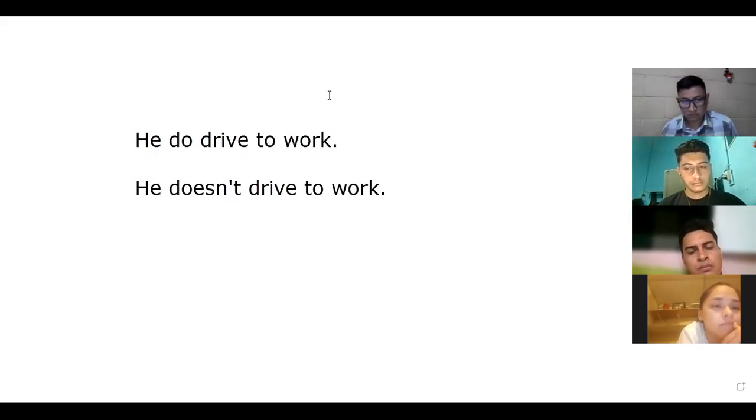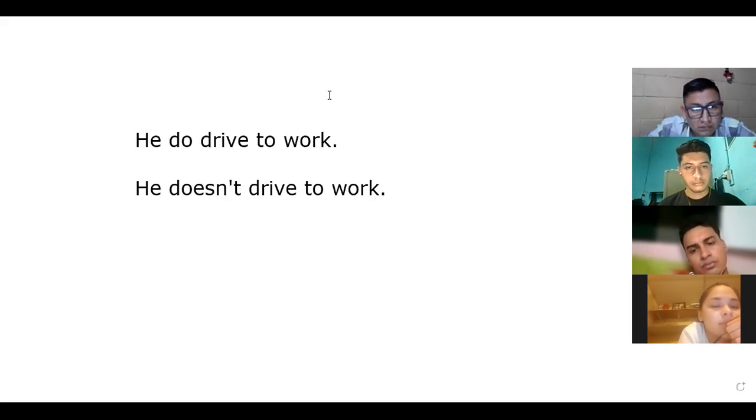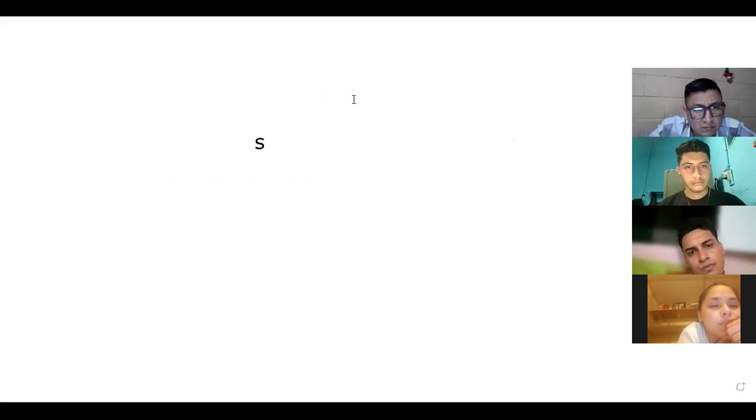Pero sabían ustedes que podemos usar el do también. Yes, como auxiliar, pero cambia el significado. ¿Qué pasaría si yo digo "he do drives to work"? Agregámosle la S. Saben que nosotros podemos hacer eso también. Lo voy a borrar otra vez. He do drives to work.